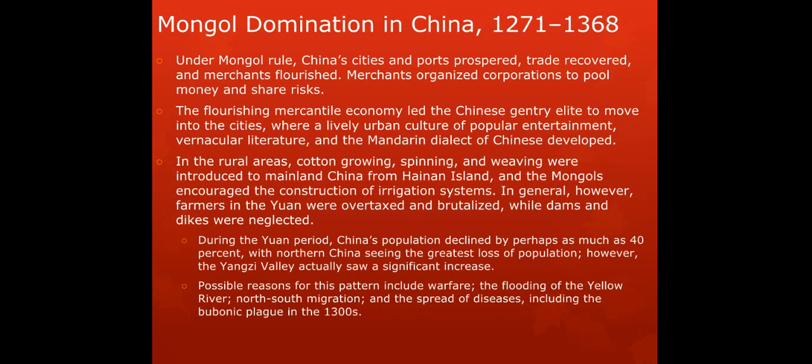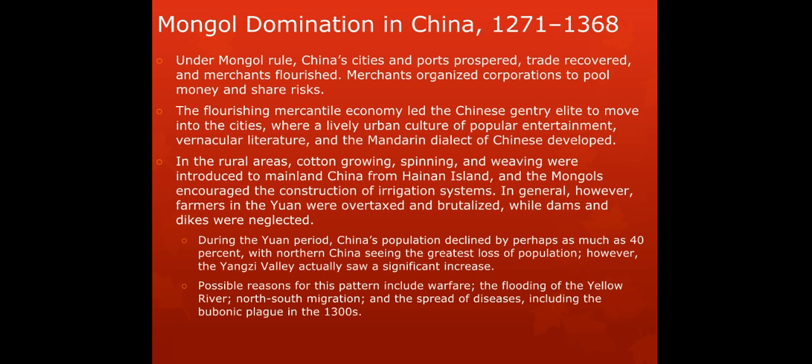Under the Yuan rule, China's cities and ports prospered, trade recovers, it bounces back, and merchants flourish. The flourishing mercantile economy led to the Chinese gentry elite moving into cities. So you have suddenly this mass development of a very lively urban culture. You have literature. You have the Mandarin dialect of Chinese developing. In rural areas, you have cotton growing, spinning, and weaving being introduced to mainland China. You have the Mongols encouraging the construction of irrigation systems. That being said, in general, farmers in the Yuan Dynasty were overtaxed and brutalized. So, in short, the Yuan Dynasty are more concerned about a trade economy than they are an agricultural economy.